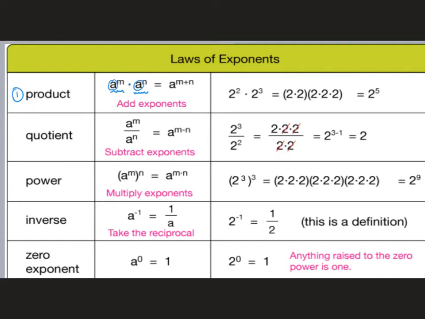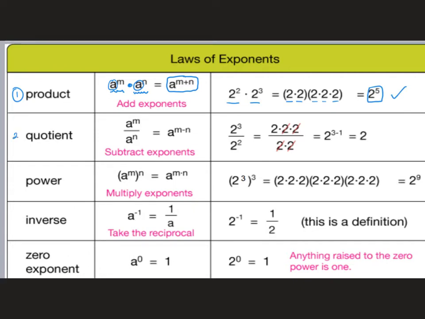When I am multiplying, I simply add those exponents together. Notice the base does not change. So 2 squared times 2 cubed is 2 to the 5th. And if I was to write this out the long way, 2 squared is 2 times 2, 2 cubed is 2 times 2 times 2, and there's a total of five 2's, which is really 2 raised to the 5th again.